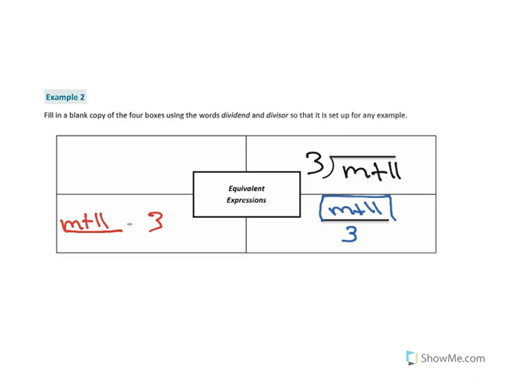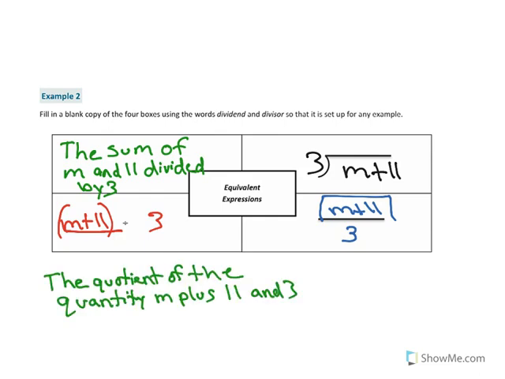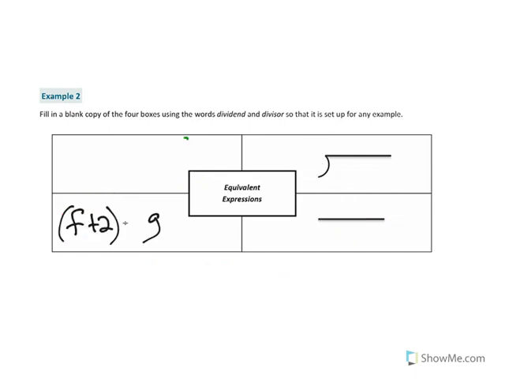Well, first, let me not forget to put down our parentheses, because we have a quantity here. And then looking above now, we could say the sum of m and 11 divided by 3. We could also say the quotient of the quantity m plus 11 and 3. However, it's easier just to say the sum of m and 11 divided by 3, so we'll stick with that one.